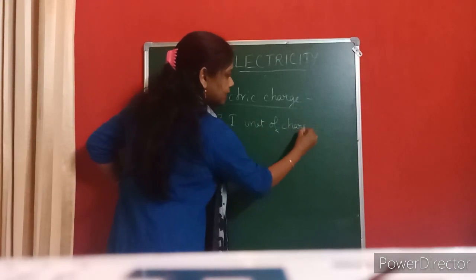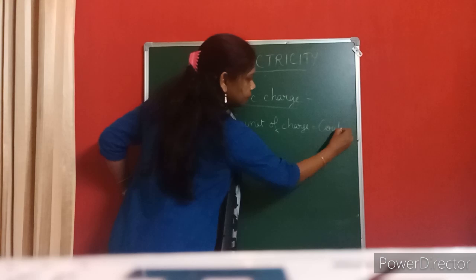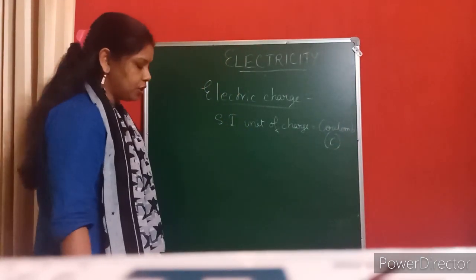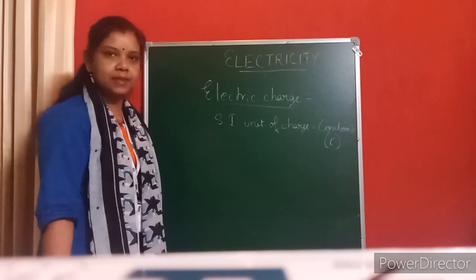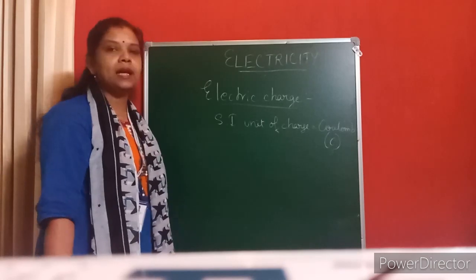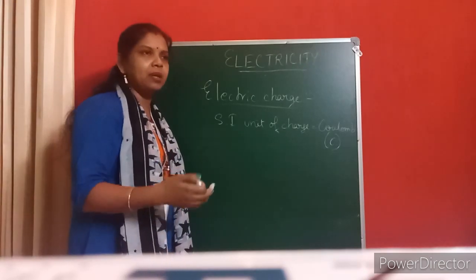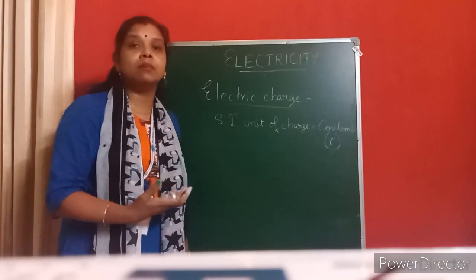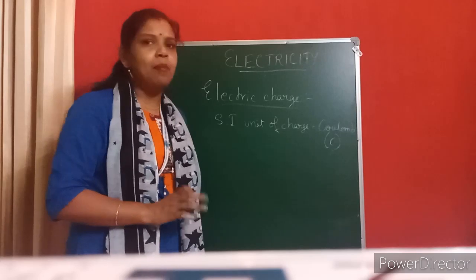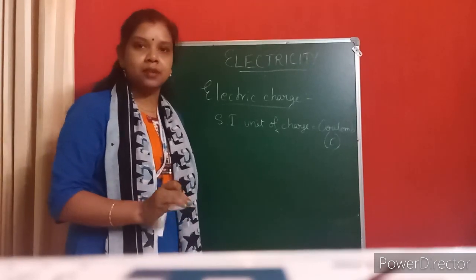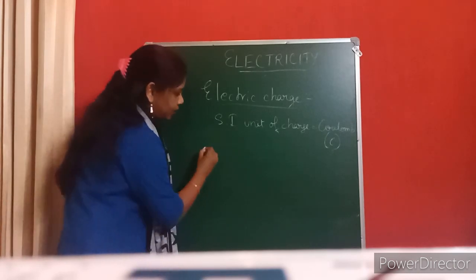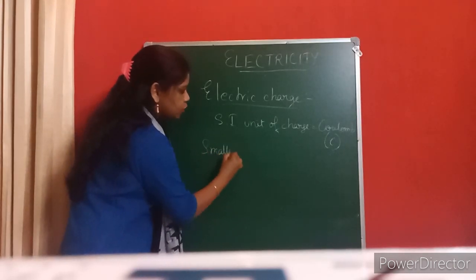SI unit of charge is coulomb. We represent it by capital C. What is the representation? Representation is capital C. But coulomb is a very big unit. You will come to know in class 12, or if I get time and if you want, I will teach you why coulomb is a bigger unit. Coulomb is a very large unit. So basically in nature, if I'm not getting 1 coulomb of charge, I will get less. So basically while solving, we use other smaller units.